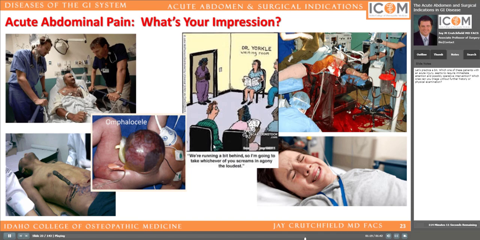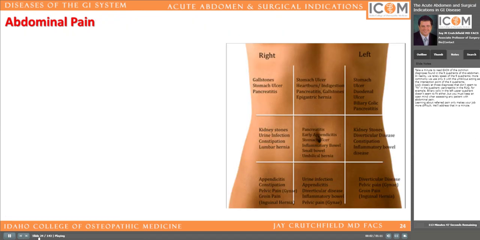Is he who screams the loudest always the one who gets the most attention? This comic says, we're running a little bit behind, but I'm going to take whichever of you is screaming in agony first. There's some truth to that, and sadly, the person who often yells the loudest isn't always the person who needs to be seen the soonest. Take a minute to read each of the common diagnoses found in the 9 areas of this abdomen.